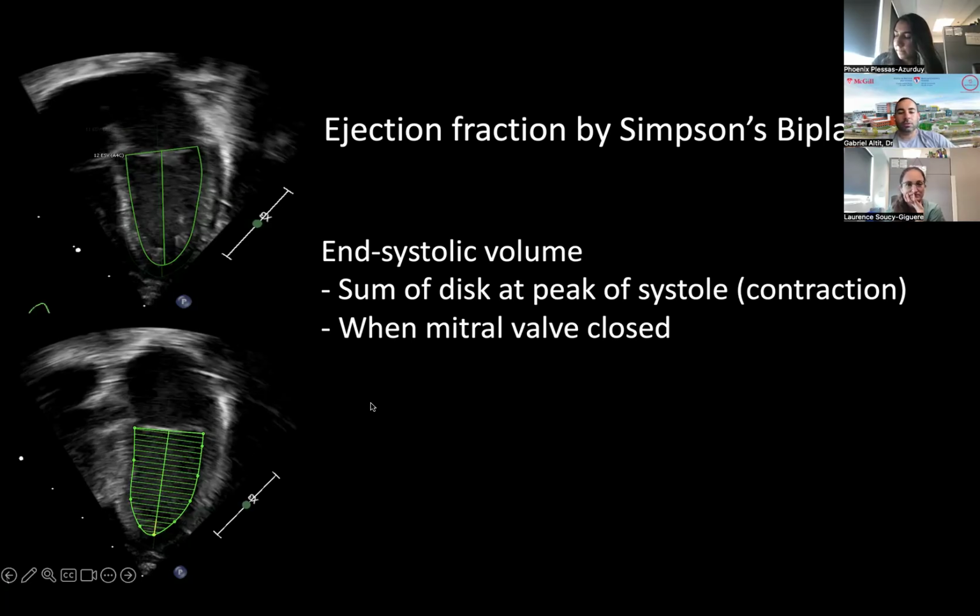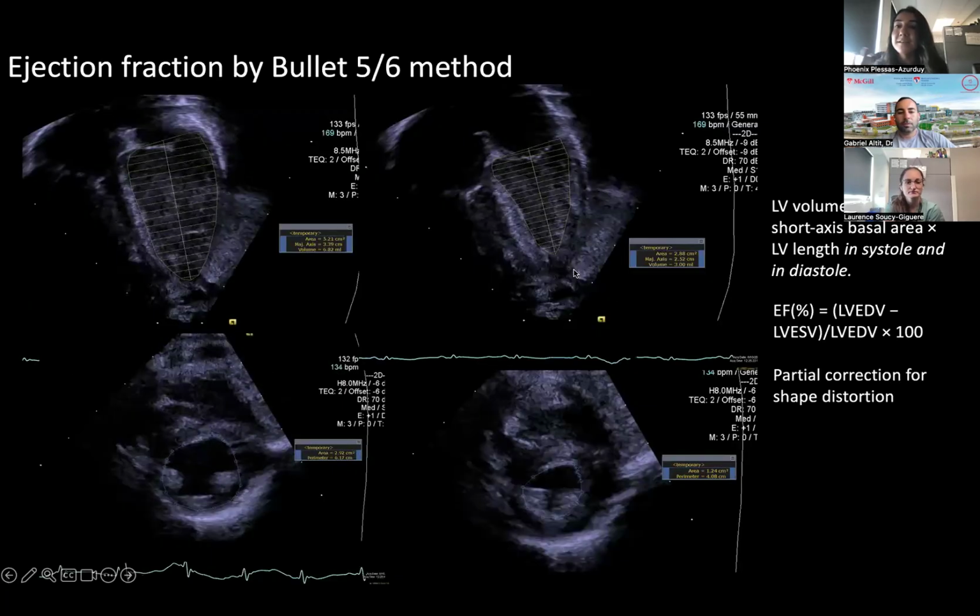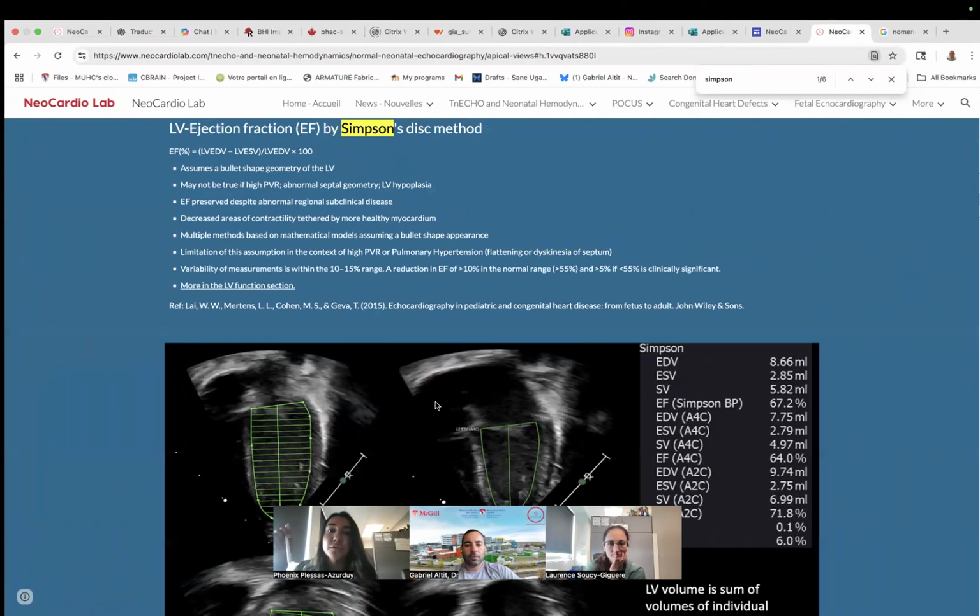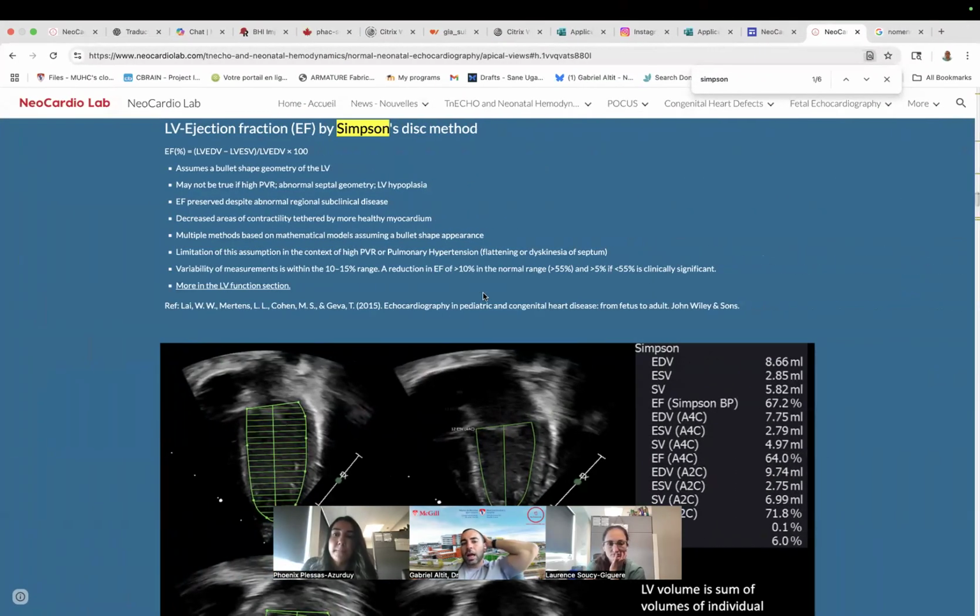Phoenix, you have a question. Yeah, sorry, super quick. Just when we're doing the bullet measurement, would you rather we take it from the subcostal view or the parasternal view?